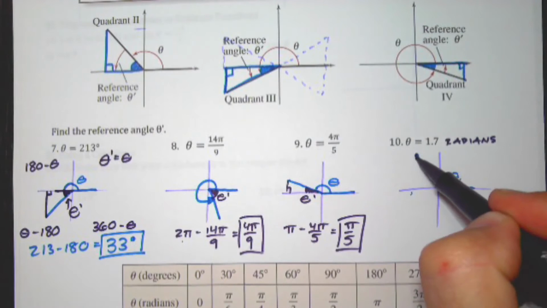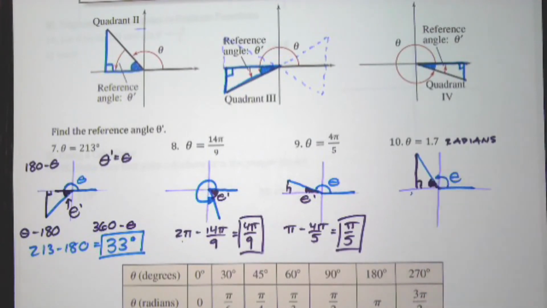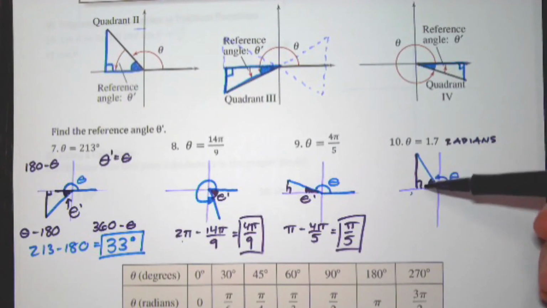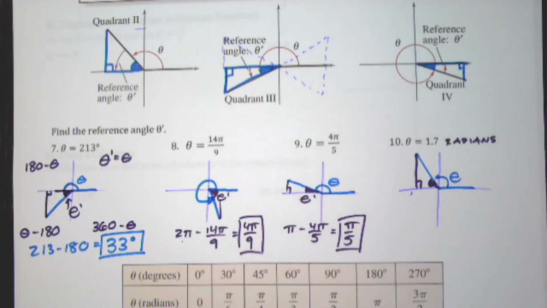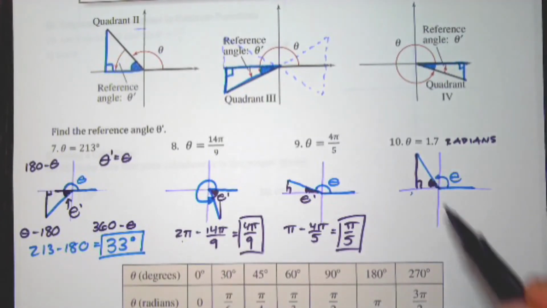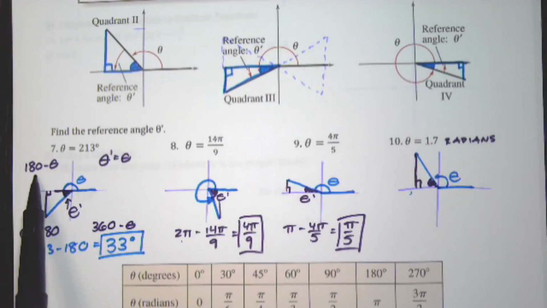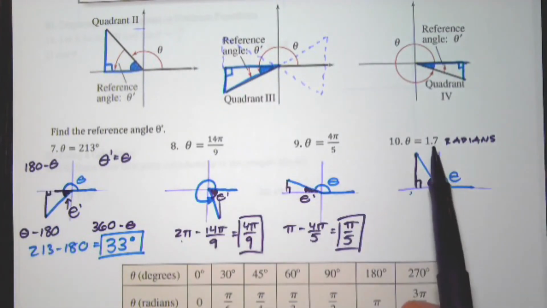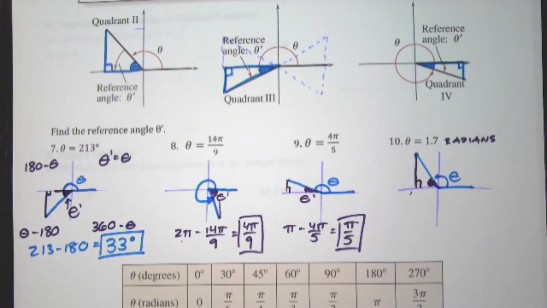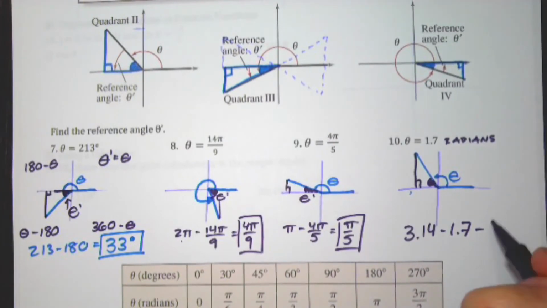Which means, again, we're in quadrant 2. When we come down and make that triangle, we're always either coming down or moving up to make that triangle. At no point are we moving into that y-axis. And then again, in quadrant 2, it's 180 minus theta. So 180 minus 1.7, not 180, right? If we're in radians, we would typically do pi, but if we already have it approximated, we can do 3.14. So that's our 180 right there, or our pi. And we subtract 1.7 from that, and we end up with 1.44 radians.